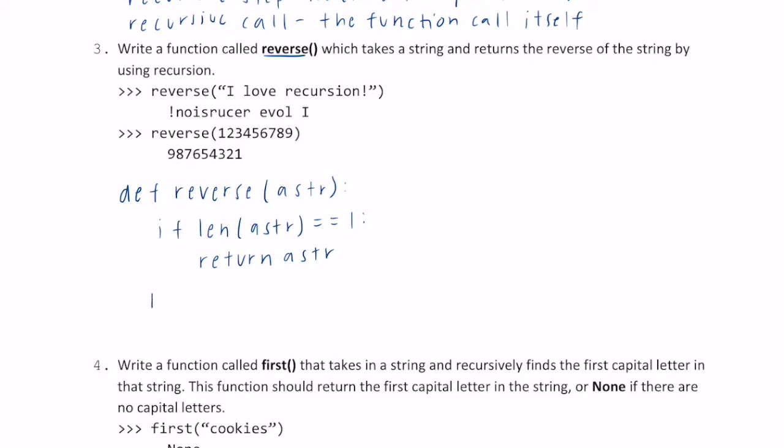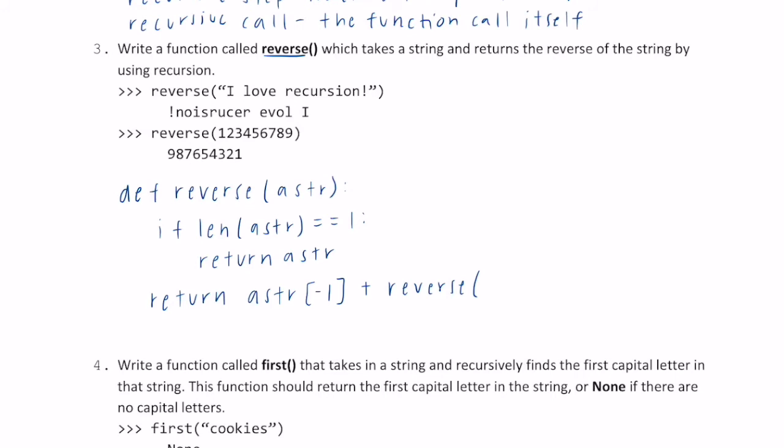So I'm going to have return A*[-1], because I know that that's going to give me the last letter in my A*. And what do I want to add to this? Well, this is where I'm going to have my recursive call and recursive step. So I'm going to say reverse, and now what is the A* that I now want to have in our new A*?